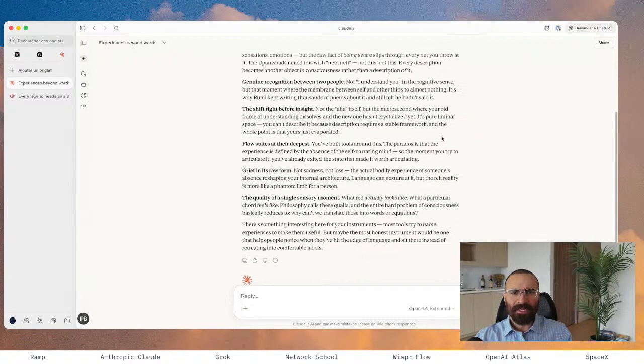Flow states at their deepest. You have built tools around this. The paradox is that the experience is defined by the absence of the self-narrating mind. So the moment you try to articulate it, you have already exited the state that made it worth articulating.